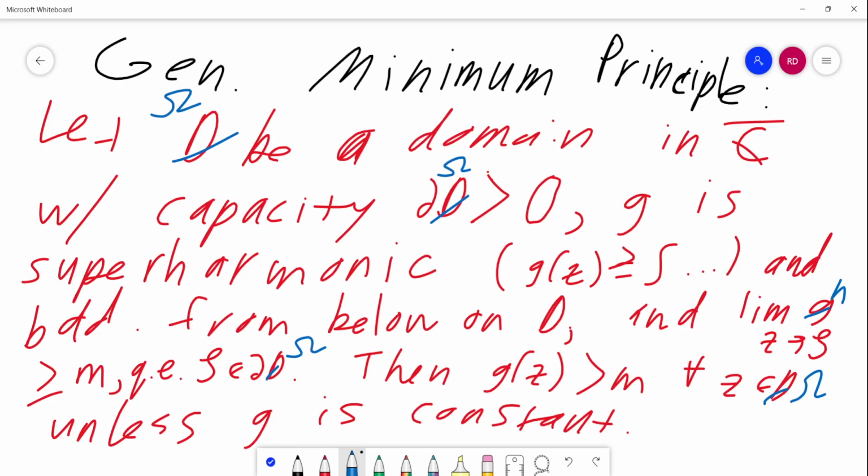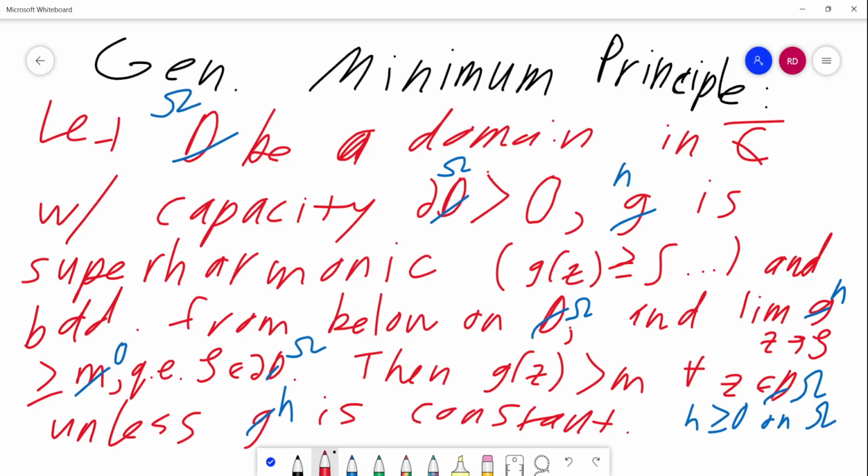G will become H. And now that we have this, I think this gives us everything. Omega. We already know it's bounded on omega. It's fully bounded, so therefore it's also bounded from below. So this H fits all the criteria. The value it's greater than or equal to is 0. We know it's 0 at quasi every point. So therefore we can say H is greater than or equal to 0 on omega.